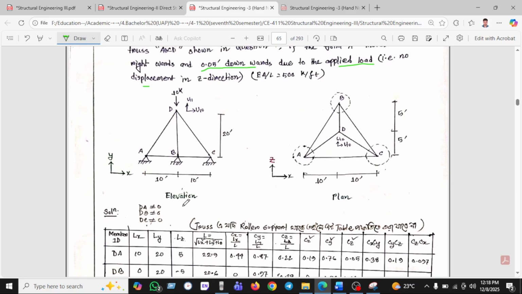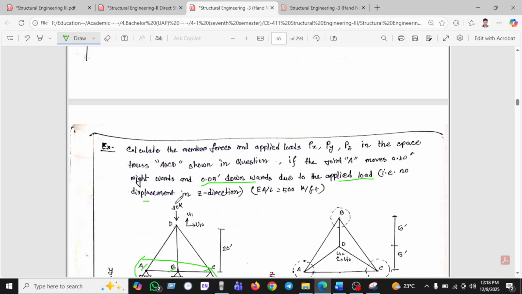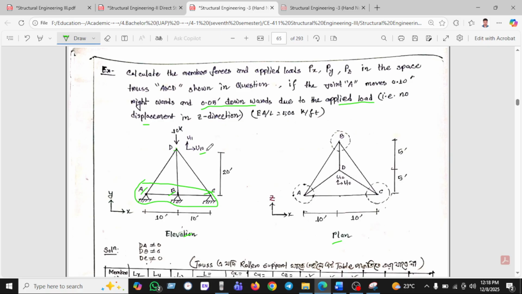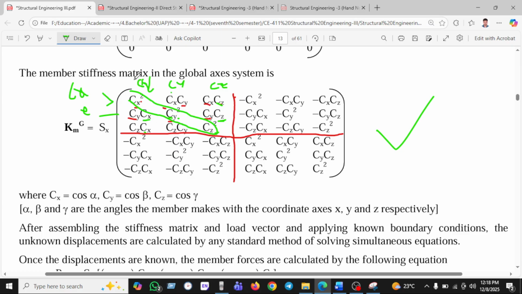So let's see, this is the elevation, this is the plan. We can see this is point A, B, C, and this is the D point. We can see these are pin supported, and this is the joint. So we just use the point D, which has U10, U11, and U12. So we just use this formula, U10, 11 and 12.